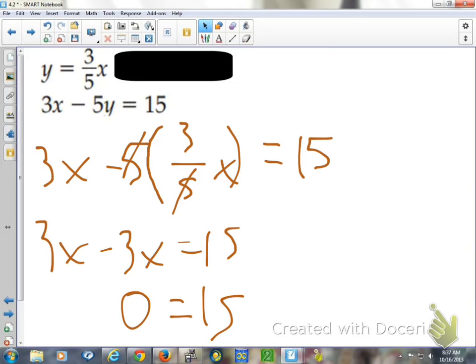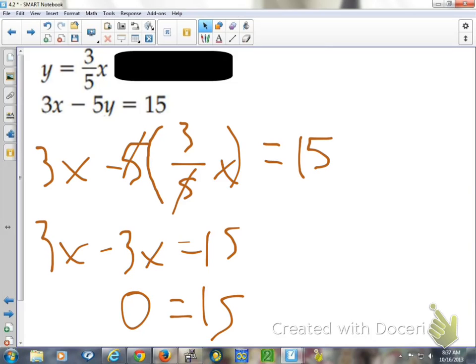If it said 15 equals 15, would that be many solutions? Yes, it would. If it was 15 equals 15, a true statement, or 0 equals 0, which is what you'll get most of the time, then it would be infinitely many solutions. What was that last problem? It was consistent independent.